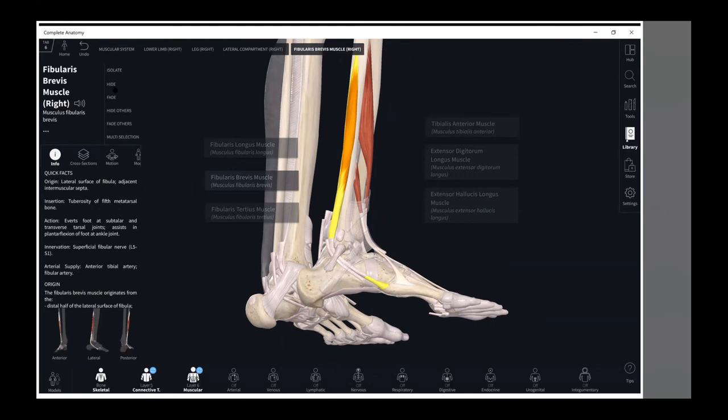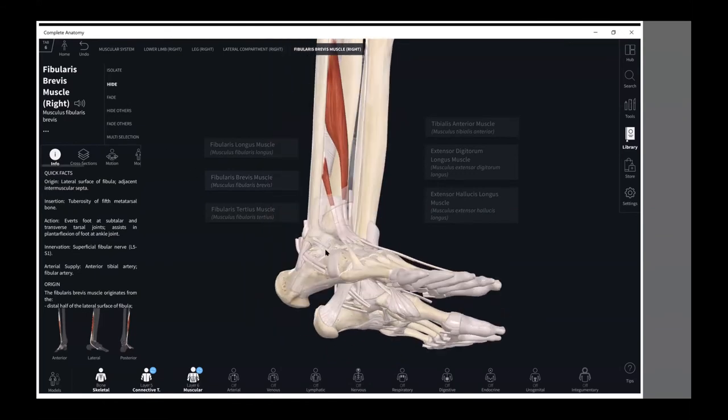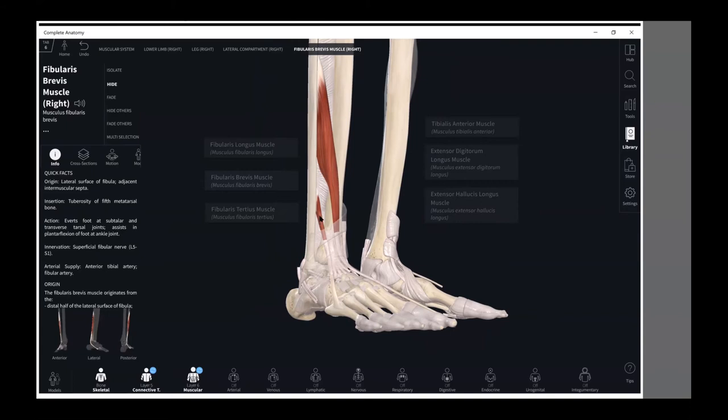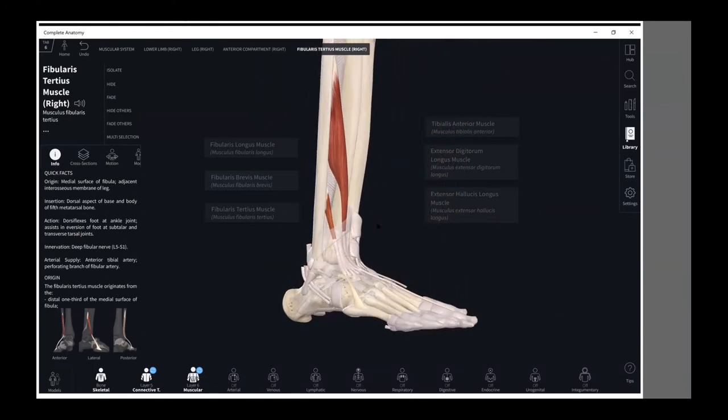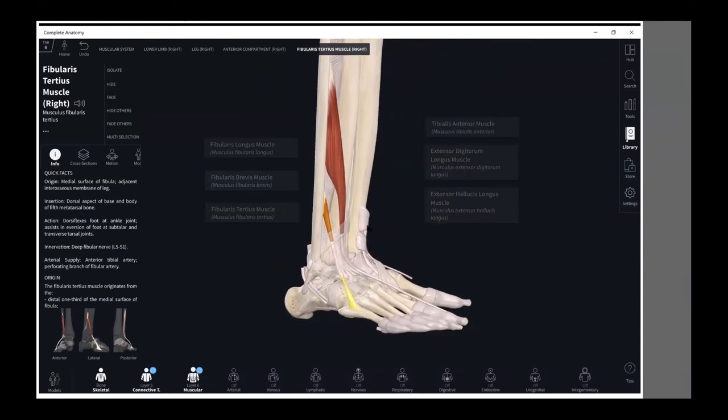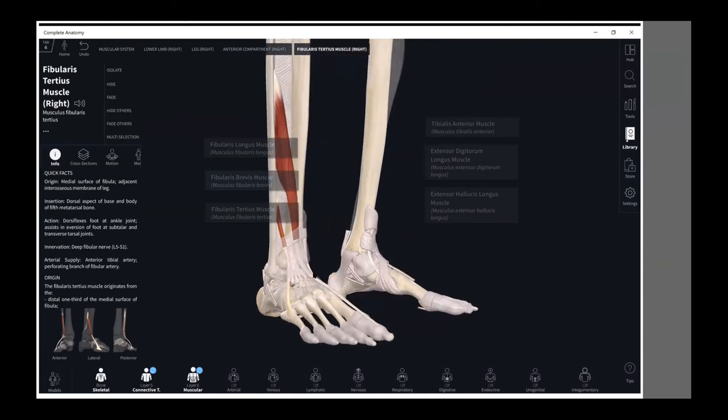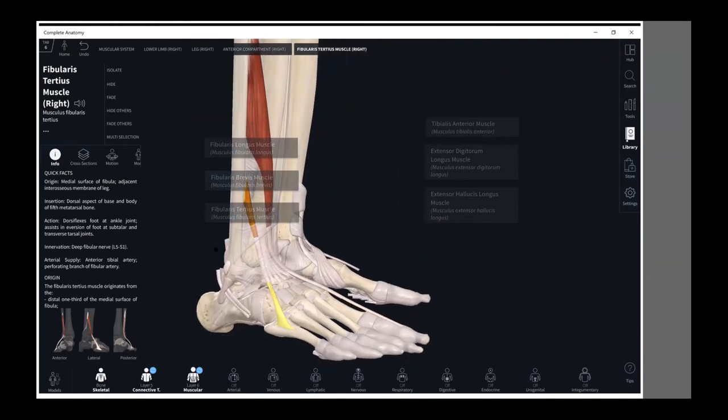So finally, we'll hide that and then we'll get to peroneus tertius. Here our origin is medial surface of the fibula and the adjacent interosseous membrane of the leg. It inserts into the dorsal aspect of the base and body of the fifth metatarsal bone. So peroneus longus took a posterior route to insert here, and tertius inserts more dorsally. Its action, it dorsiflexes the foot at the ankle joint, assists in the eversion of the foot at the subtalar and the transverse tarsal joints, and its innervation is the deep fibular nerve, L5, S1.